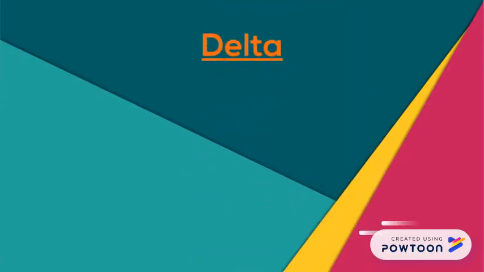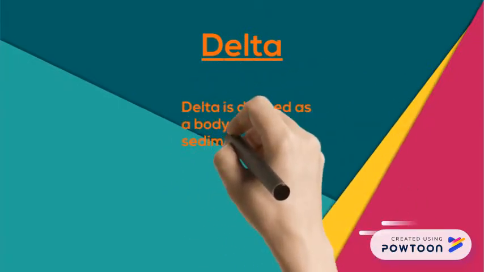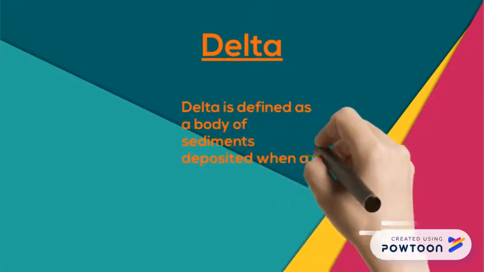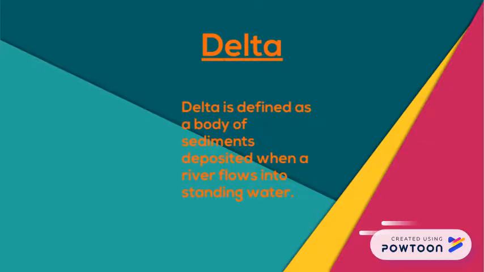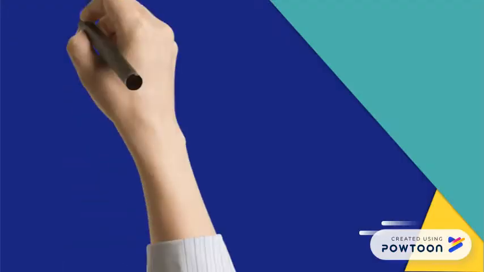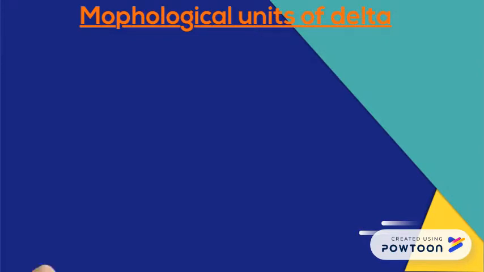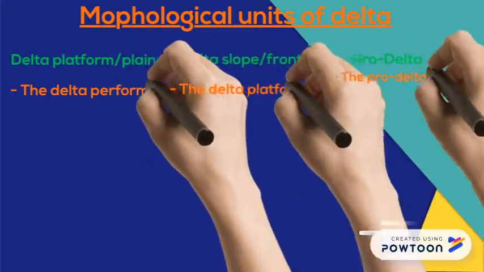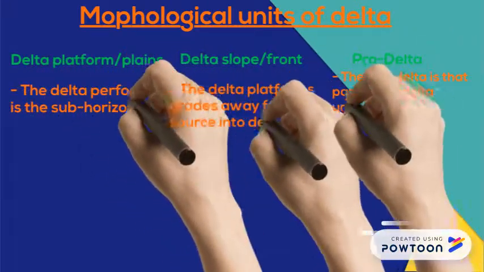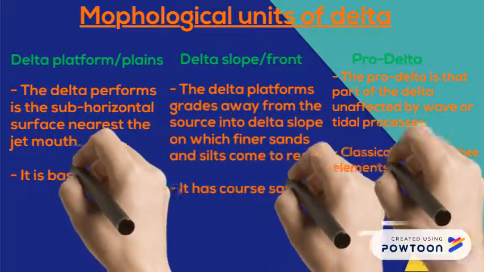Delta. A delta is defined as a body of sediments deposited when a river flows into standing water. There are three types of morphological units of a delta. First is the delta platform. The delta platform is the sub-horizontal surface nearest the jet mouth. It is basically composed of sand.